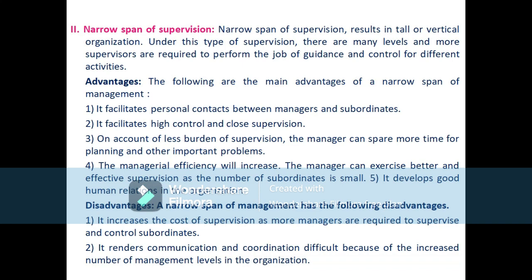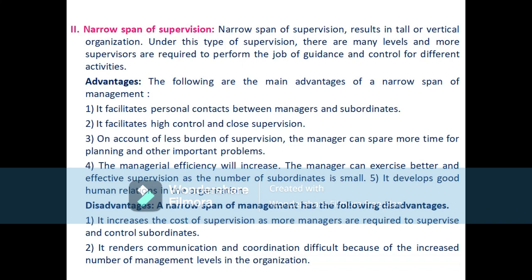Now following are the advantages. So what are the advantages? It facilitates personal contacts between managers and subordinates, because more supervisors, more managers are continuously monitoring these subordinates. Definitely there will be personal contact with the managers by the subordinates. So it will assist the subordinates in the work performance.